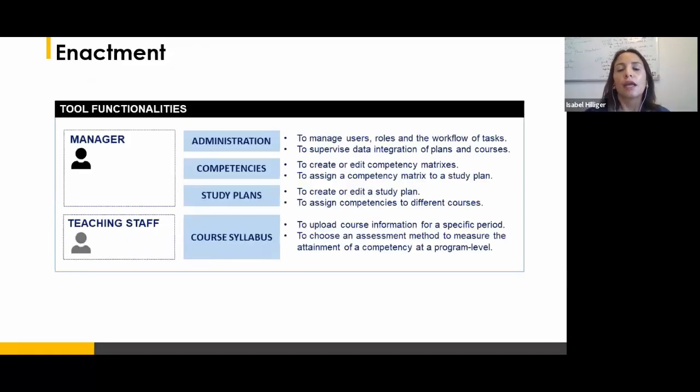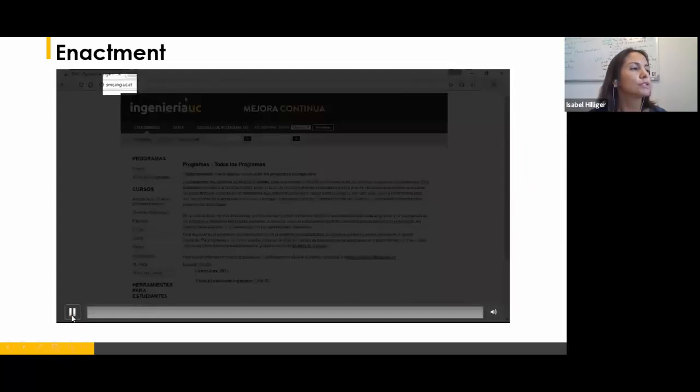Having identified main users, we developed a tool that has different functionalities for the manager and for the teaching staff. For the manager, it has a function to manage roles and supervise the workflow of tasks. It also has a competencies or skills module where they can create matrices of the graduate skill profiles assigned to different programs. They can also create and edit study plans, or courses of different subjects, in order to then allow teaching staff to upload information of their specific subject or course. And this tool allows teaching staff to connect specific activities of the course syllabus to the development of graduate skill attainment. So now I'm going to share with you a video of how this tool works.